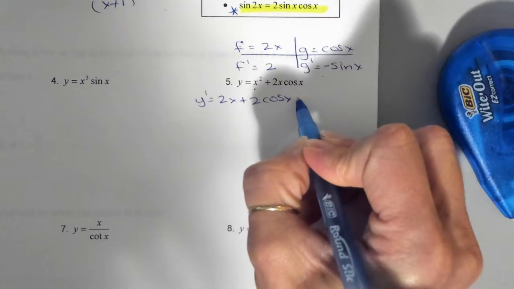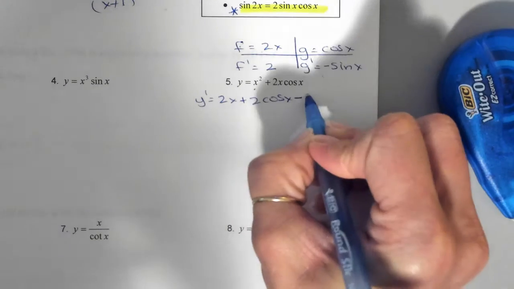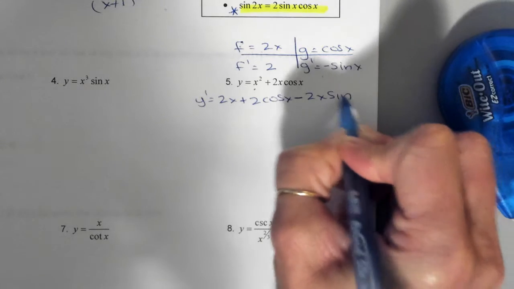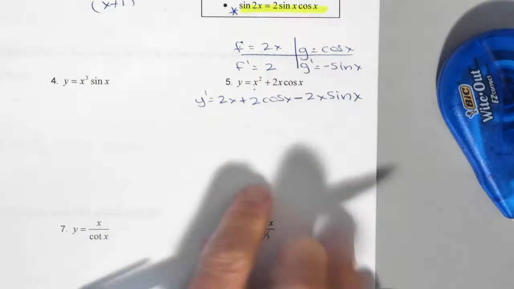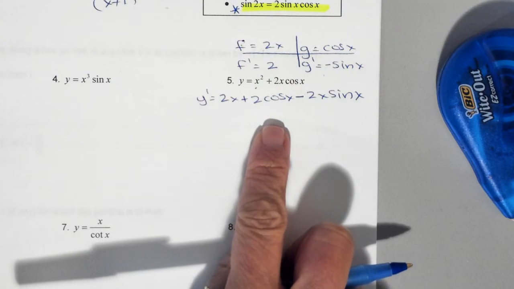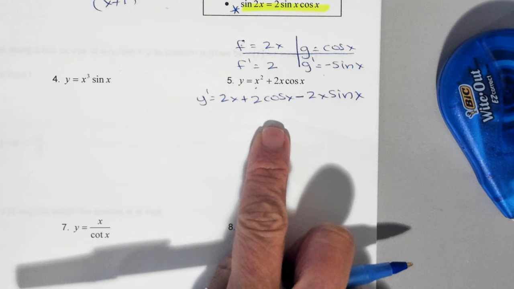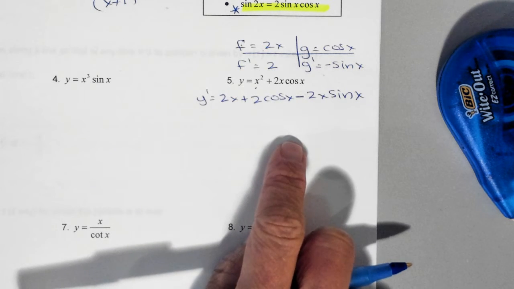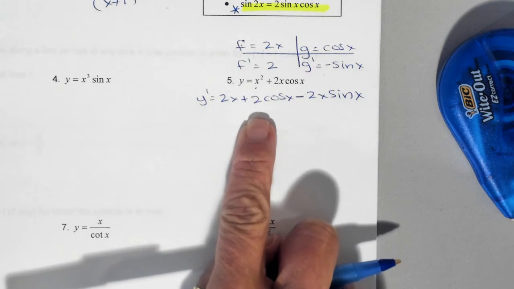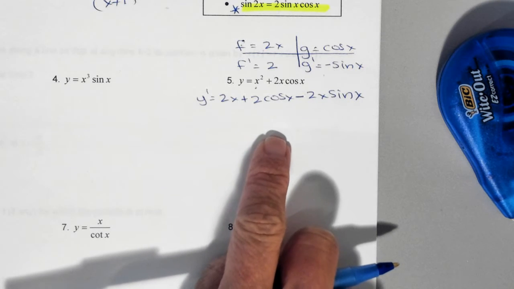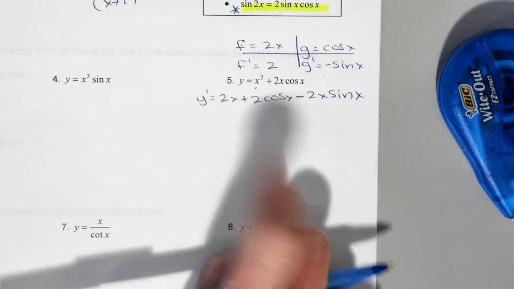So this is minus 2x sine of x. Is that right? Okay, so I could factor out a 2, right? But does it really simplify my answer at all? Meaning, is there anything I can cancel? If I left it like that, is it really a bad thing? No, not really. Questions on 5?